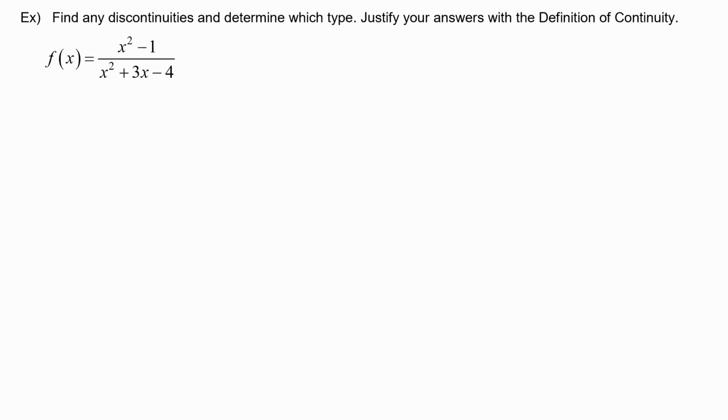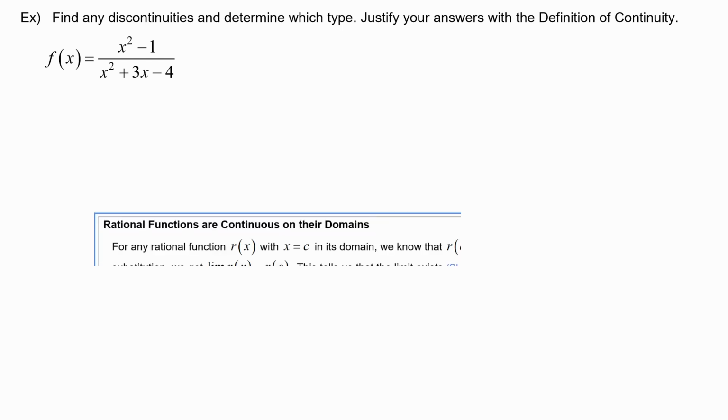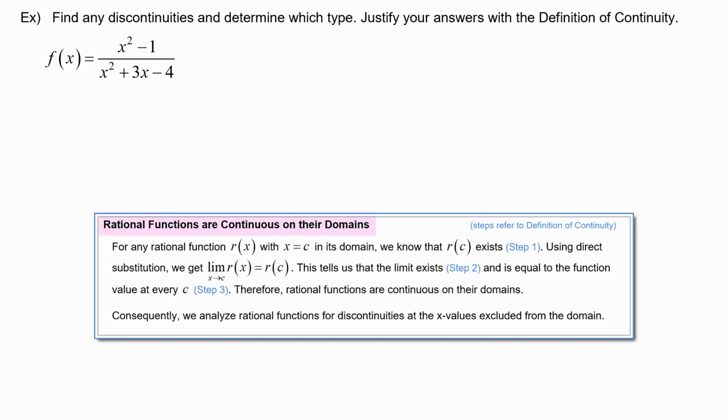Here we have to find any discontinuities and determine which type. Justify your answers with the definition of continuity. We are given this f of x, which is the quantity x squared minus 1 over the quantity x squared plus 3x minus 4. We recognize that it is a rational function, which means it will be continuous on its domain. Now, to determine its domain, we need to factor this denominator.